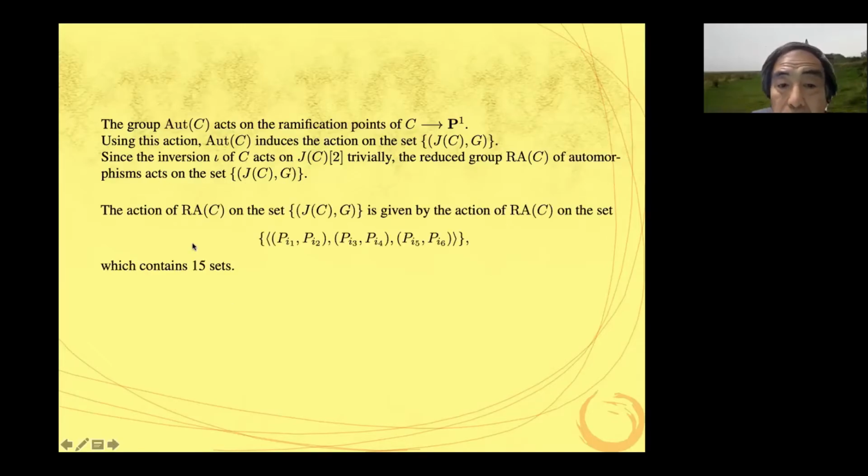And anyway, the action of the reduced automorphism group on this set is given by the action of the reduced automorphism group on such a set, because a pair of 2 ramification points gives one isotropic subgroup. And this set consists of 15 elements.